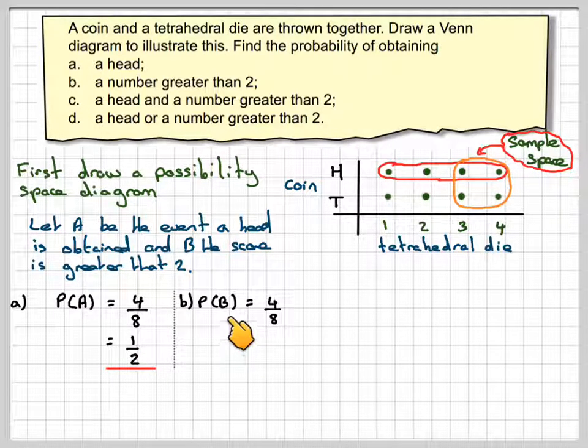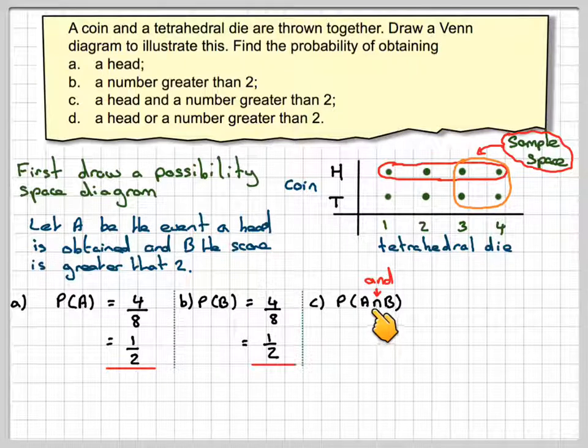B, the probability of greater than 2, is 4/8. It's going to be those 4 there, all circled in orange, which is 1/2. Now the probability of A and B, that's what it asks for, is the intersection. So what is the intersection? Well, the intersection of those 2 circles is those 2 points there. So that's going to be 2 out of 8, which is 1/4.